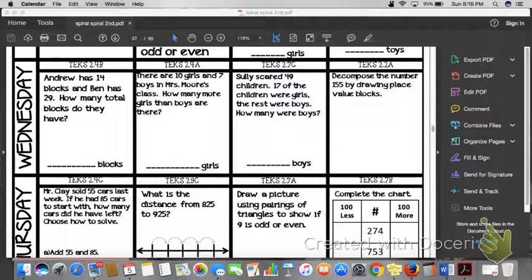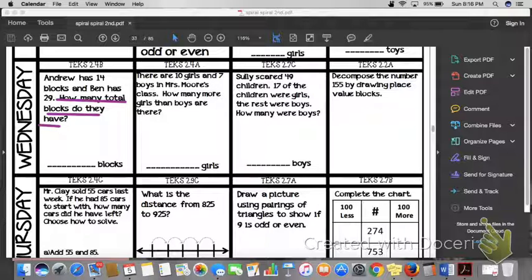It says, Andrew has 14 blocks and Ben has 29. How many total blocks do they have? All right, boys and girls. The first thing that we do with our problems is underline the question. So we're going to go ahead and underline the question. Then we need to find the important information and circle it.